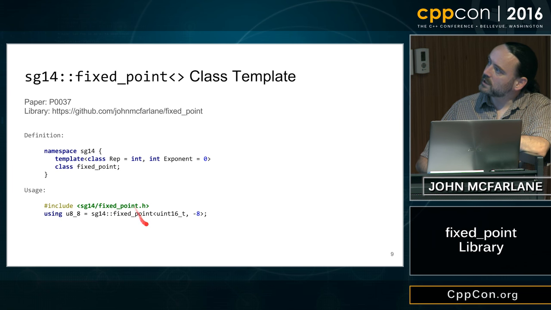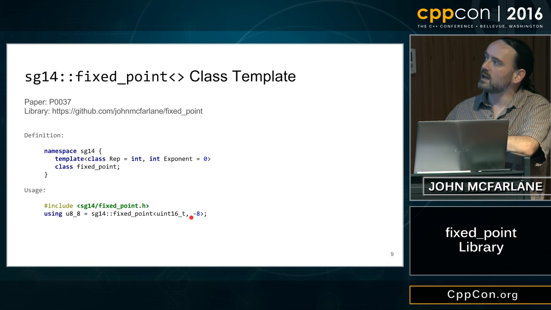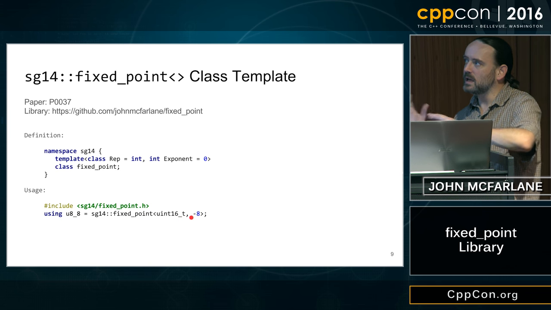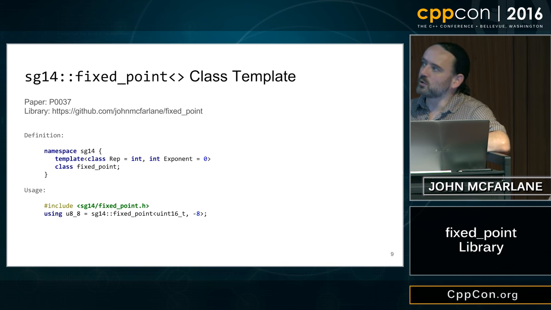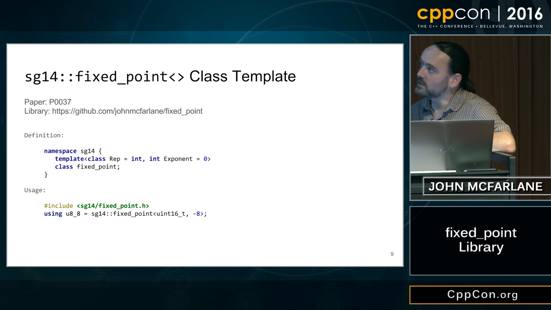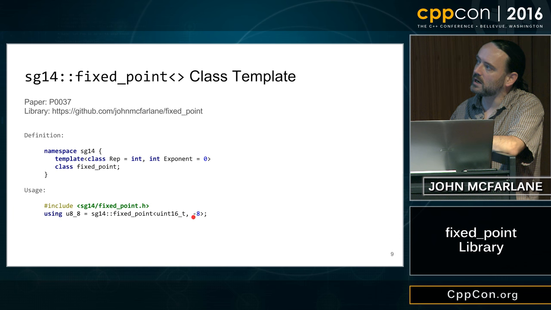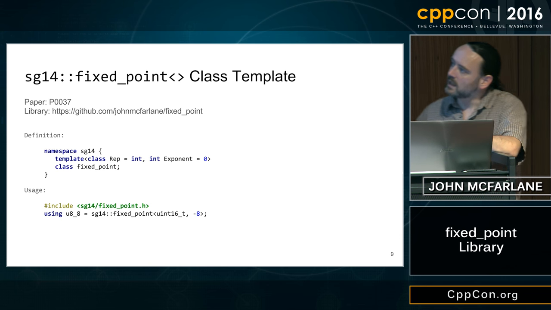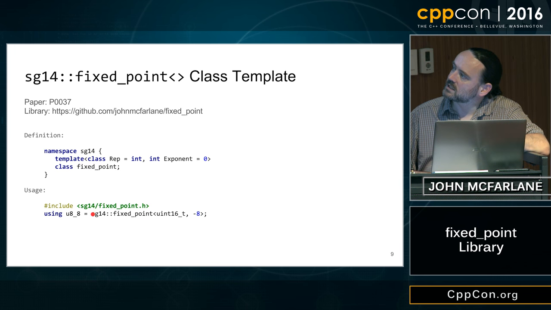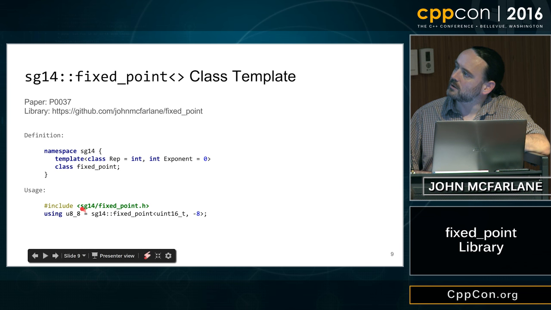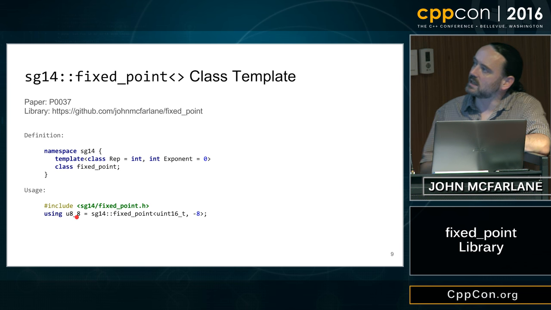So here, because we want to represent values that are eight bits shifted down, they're 256 times smaller than the integer that's holding them. That's why we have the negative 8 here, to say that's the value to shift down by in order to get the real value out. And now, even though this is a little long-winded, we have an alias to that type.